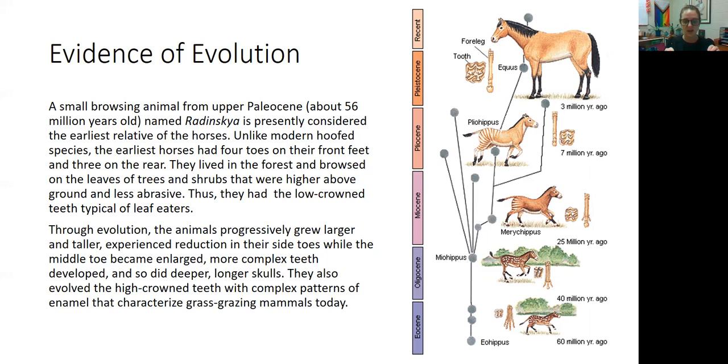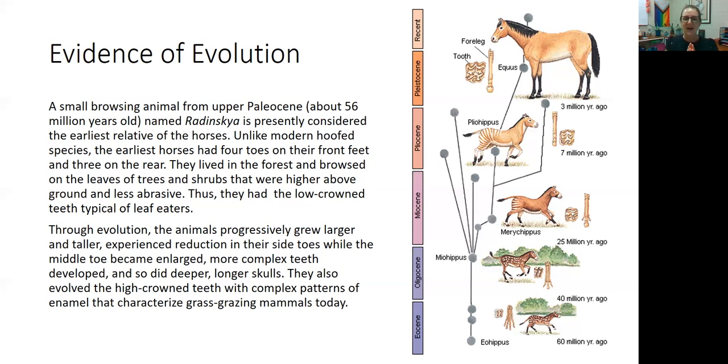Their toes fused together. Or actually, they didn't quite fuse together. The outer toes shrank and went away, so only one big toe was left in the middle. Their legs lengthened, more complex teeth developed to eat grass, and their skulls lengthened. And right, we see this evolution in the geologic record, in the fossil record.